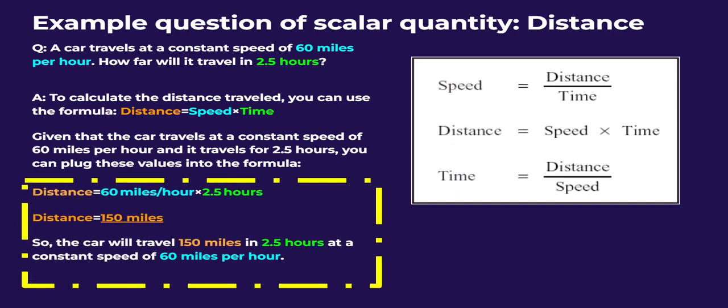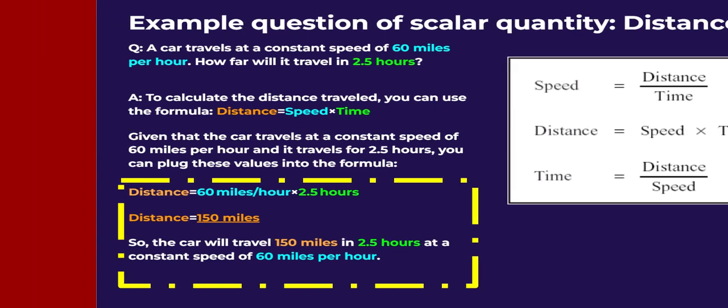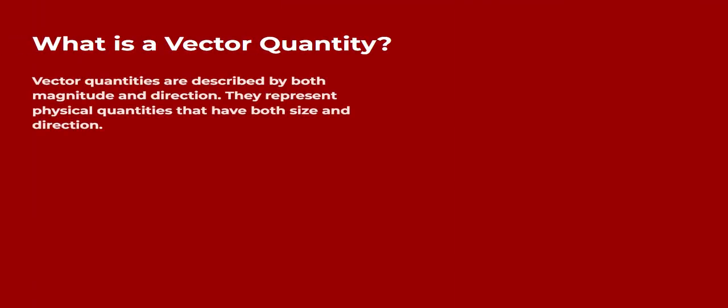To calculate that, you'll plug in your components into the equation: 60 miles per hour times 2.5 hours, which will give you a total distance of 150 miles. So the car will travel 150 miles in 2.5 hours at a constant speed of 60 miles per hour. What is a vector quantity?